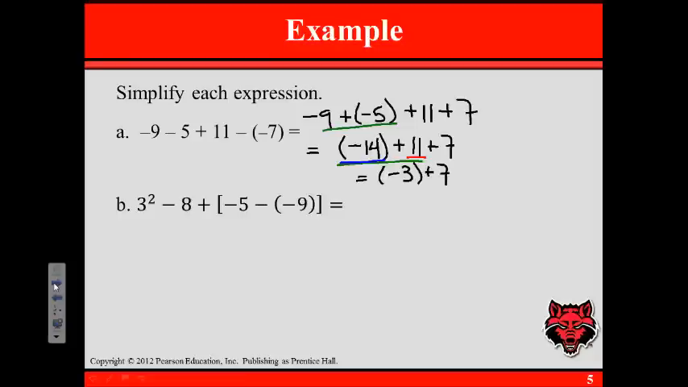Finally, adding -3 and 7, we have different signs again. The larger absolute value, 7, minus the smaller absolute value, which is 3, would give us 4. And because 7 had the larger magnitude, we'll have a +4 for our answer.